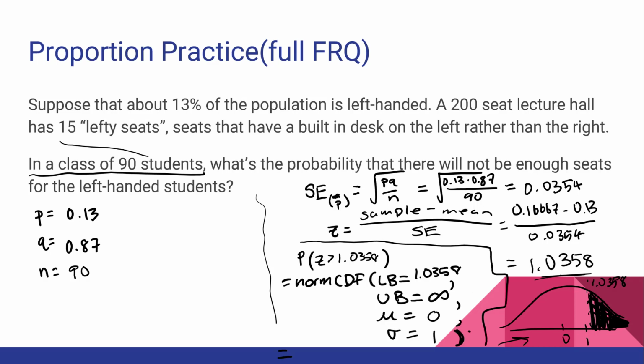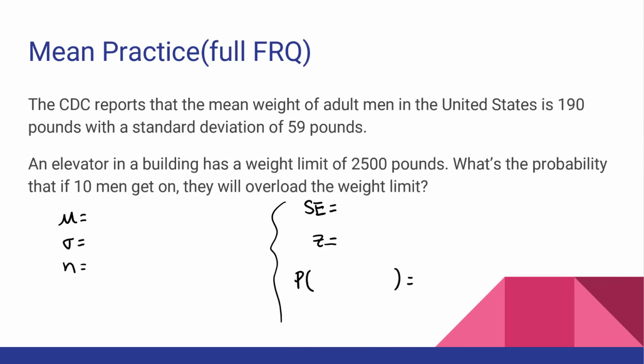Putting that into the calculator, we get 0.15015. So that means there is a 15.015% chance that there will not be enough lefty seats for left-handed students. And that is our conclusion. There's a 15.015% chance that there's not enough lefty seats, etc.